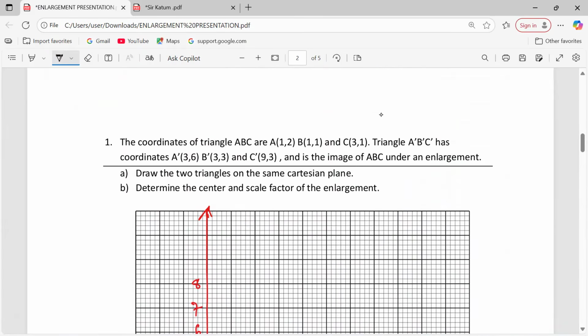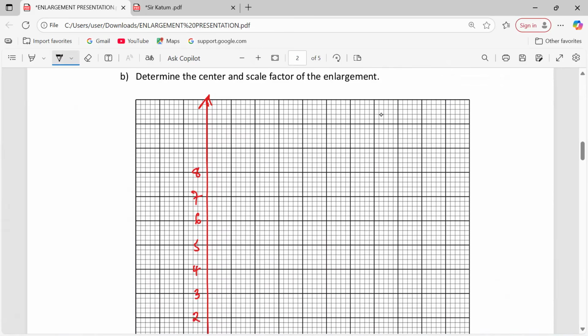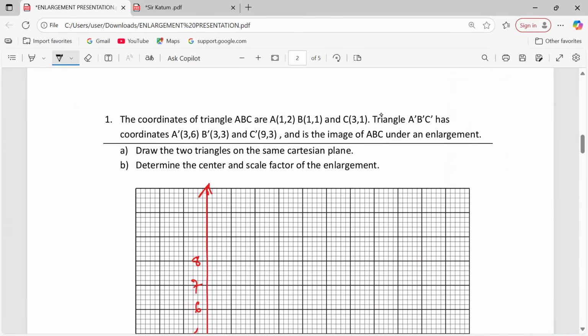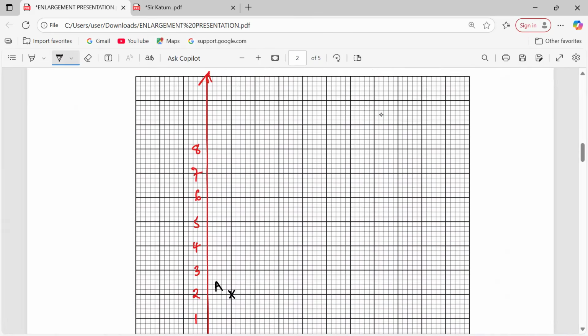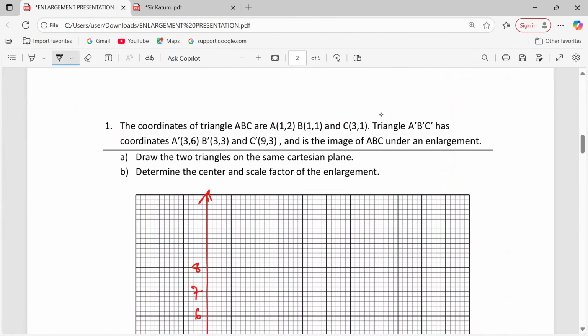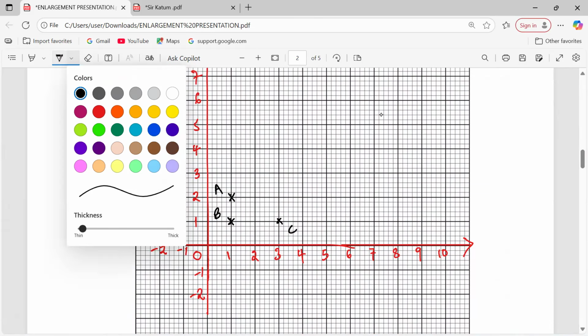The triangles are 1, 2. Immediately you plot a coordinate, it's usually advisable that you label it. So A is 1, 2, so 1, 2 shall be this coordinate. That is A. Then for B, it's going to be 1, 1, so coordinate 1, 1 becomes our B. We also have coordinate C. C is 3, 1, so 3, 1 shall be here. That is coordinate C.